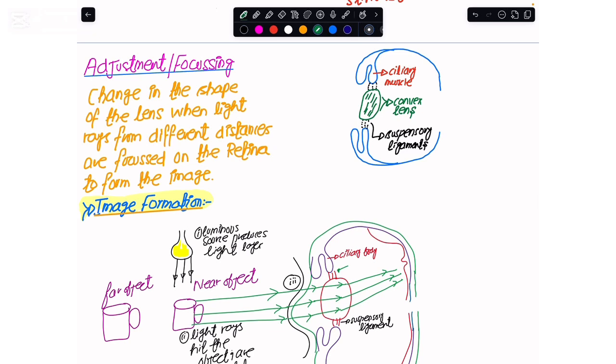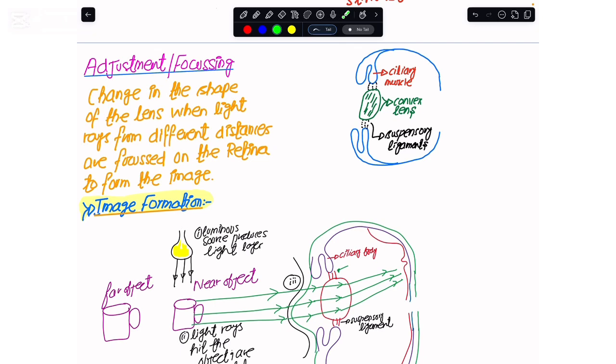For today's class, we are going to look at a very major phenomenon accomplished by the sense organ that we have in our body, the eye. If you look at the title, it goes by the name adjustment or focusing. So let us try to see what this phenomenon actually is.